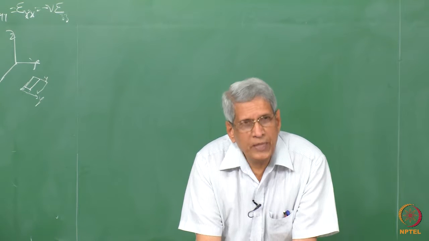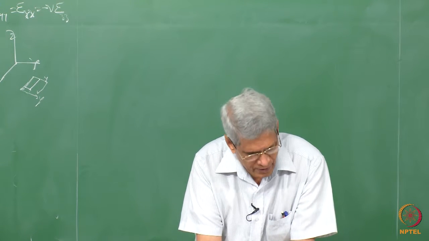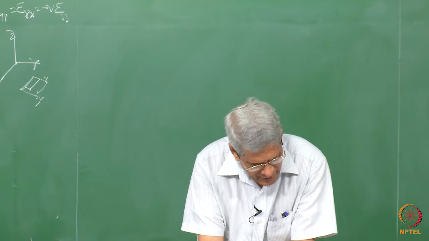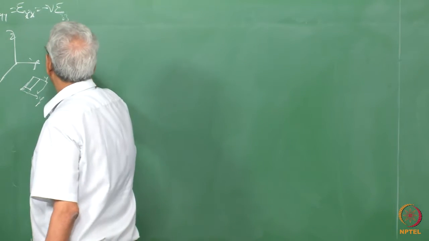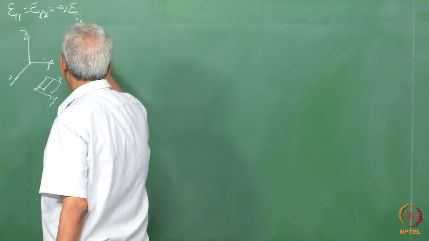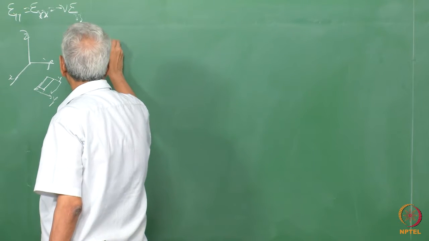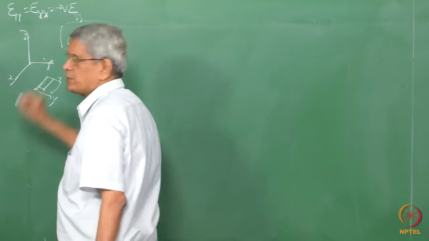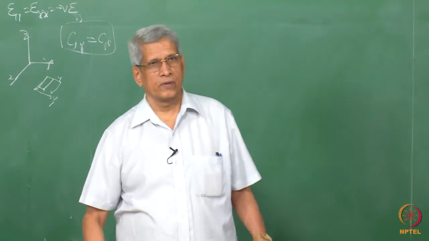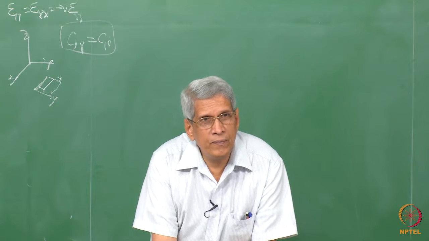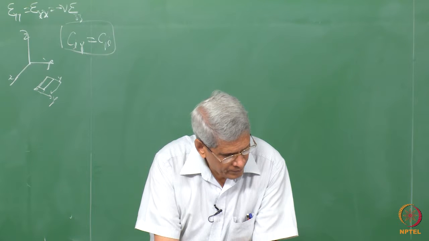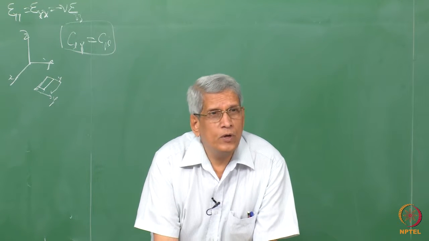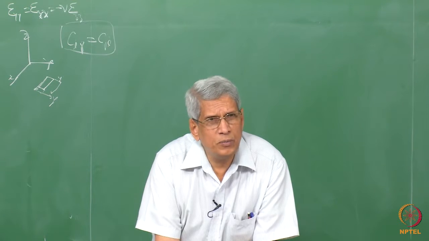So, if we apply this principle, then we will see that terms like Cij will be equal to Cji. This is what it will turn out to be, no matter in which order we are doing. That doesn't matter because the energy is going to be the same.